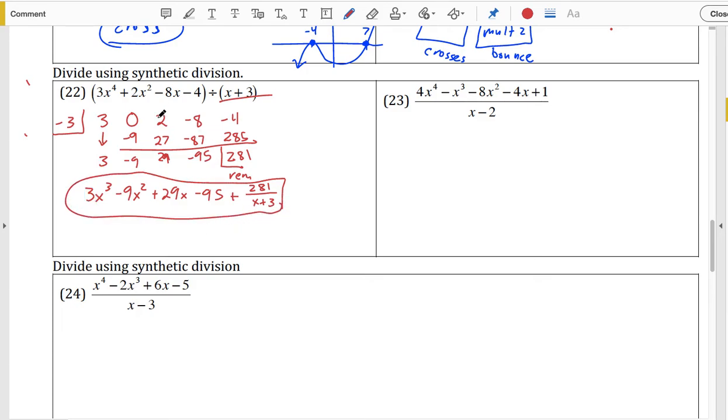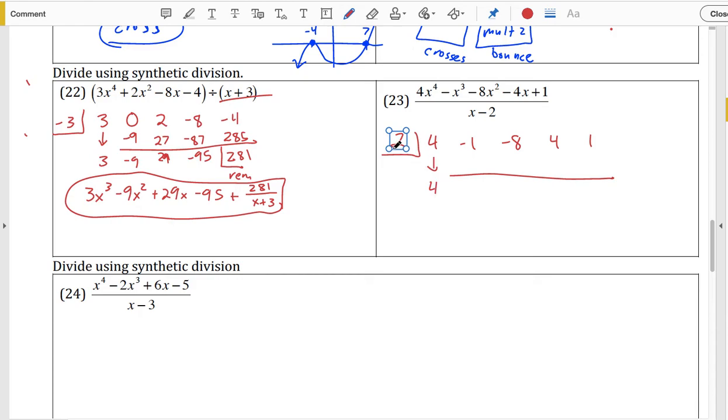Boom. That's synthetic division. All right, another synthetic division. We're dividing by x minus 2, so we put a 2 right here. So 2 goes there. Coefficients go out to the side, so I got 4, -1, -8, 4, 1. No zeros this time because we had a term for every x exponent.